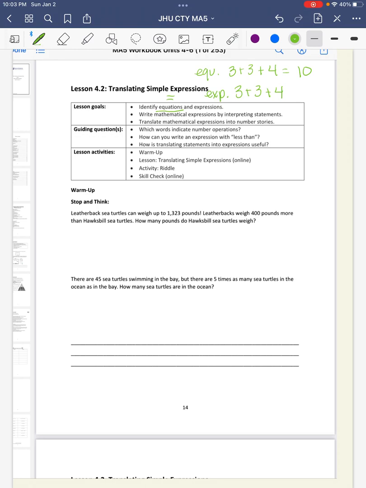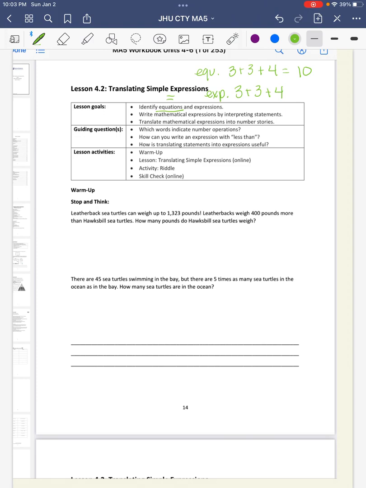Write mathematical expressions by interpreting statements, and what this means is just write numerical expressions by reading word problems. And the last one is translate mathematical expressions into number stories. Again, this just means to take a mathematical numerical expression and turn it into a word problem, aka number story.